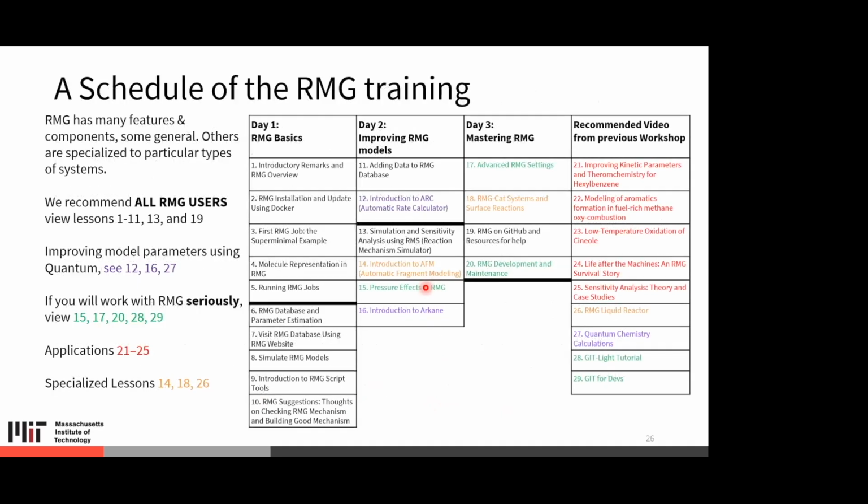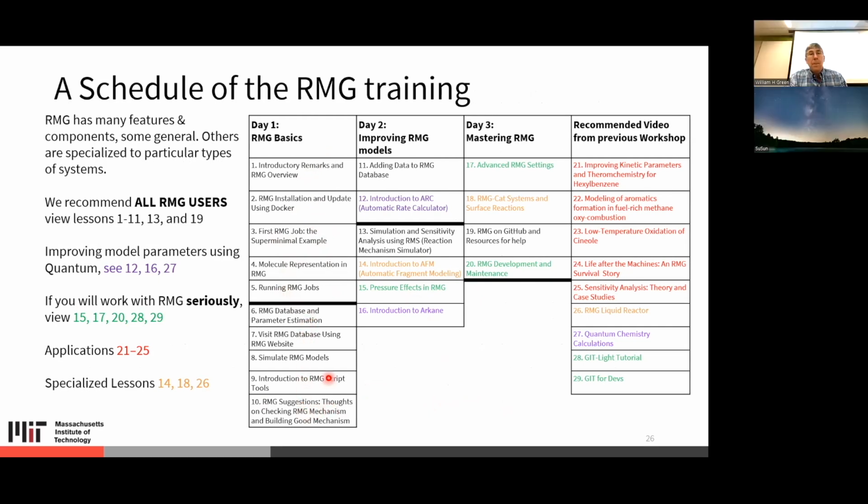Okay, schedule. Day 1, we just did the introductory remarks. Now, Jackson, I think, is going to tell us about RMG installation and using Docker. And then we'll keep going with a bunch of talks until lunchtime. Then more in the afternoon until about 4 o'clock.